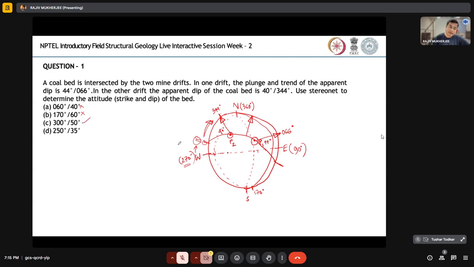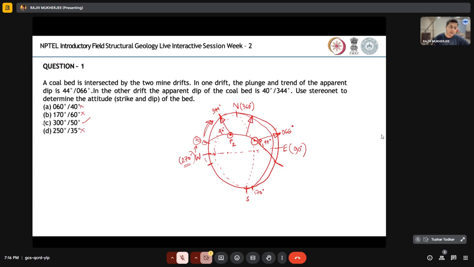And another possibility, the 250, but the 250 strike end should be somewhere here because it is 20 degrees lesser from the west, so the 250 strike end would be here, and that would mean the plane has to dip entirely northwest, and the other end of the strike line should be along northeast. Then this option is also discarded.